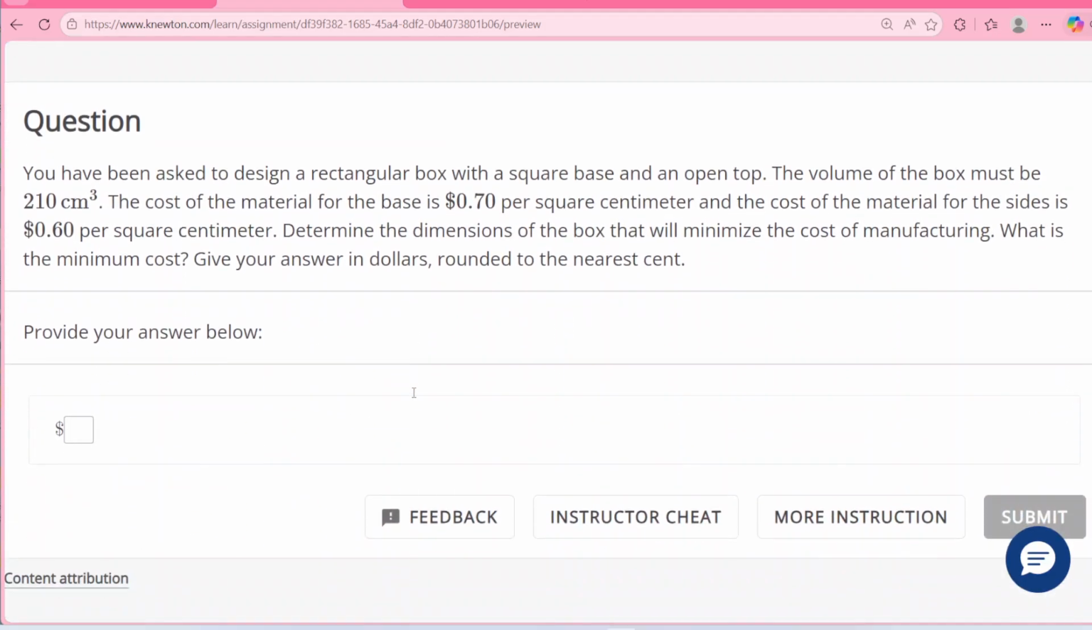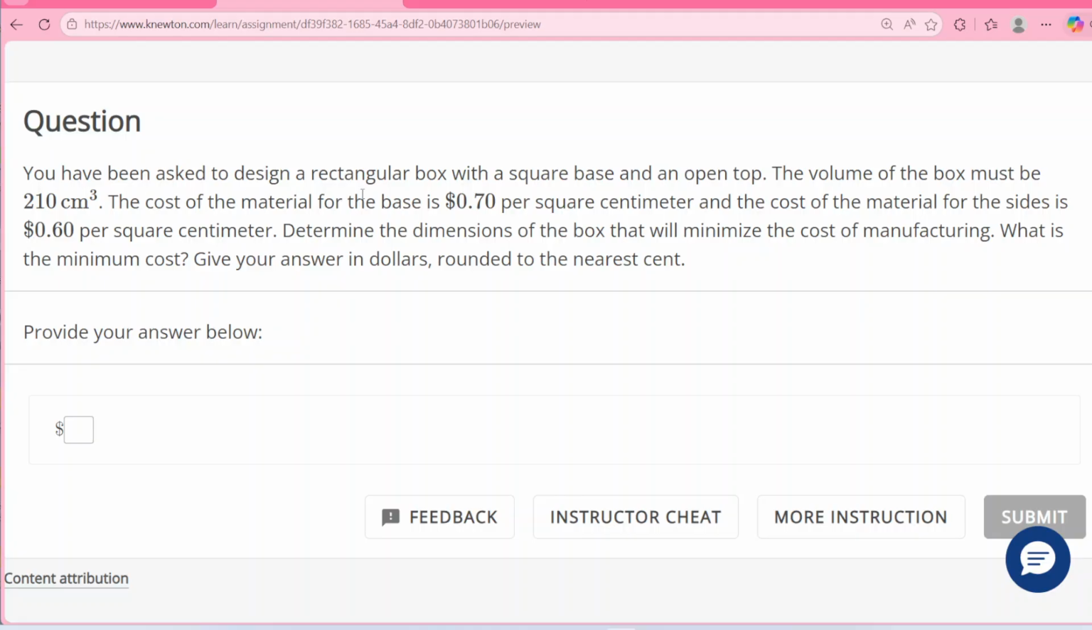All right, so this time surface area. So another one with a square base and an open top for a box, but this time it's about how much the material costs, right? You're trying to minimize cost. So what is the minimum cost of putting this box together?